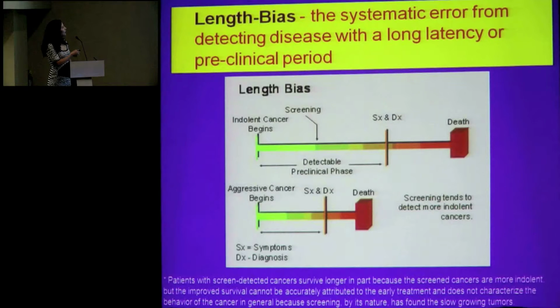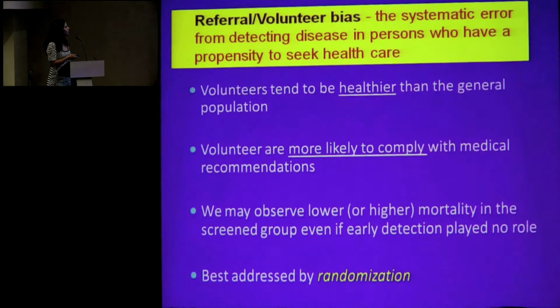When you have length bias, basically you're having a systematic error from detecting disease with a long latency or preclinical period. And basically what happens is that patients with screen detected cancer survive longer, not really because the screening is having an impact in that area, but because the screening cancers are more indolent, or maybe they were cancers that were not going to progress so fast. So basically you're seeing a longer latency period, but it's actually not real. It's occurring as a result of detecting cancers that were more indolent.